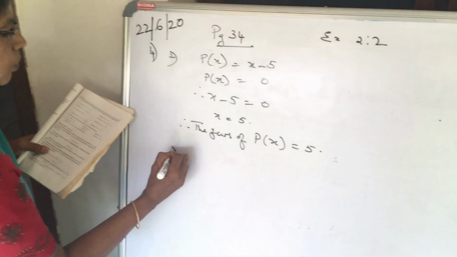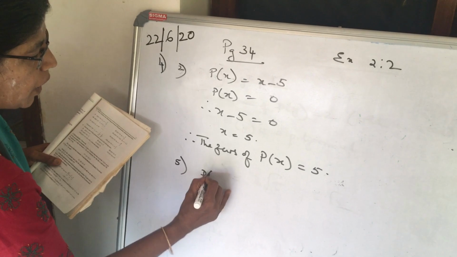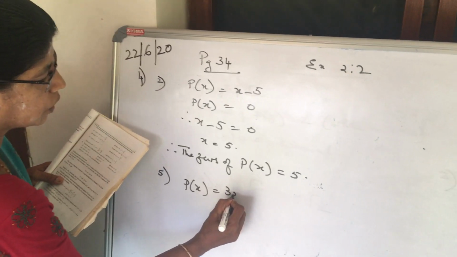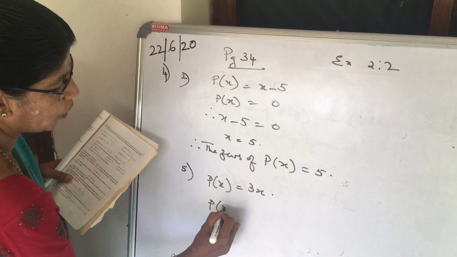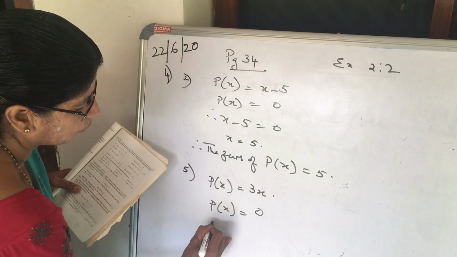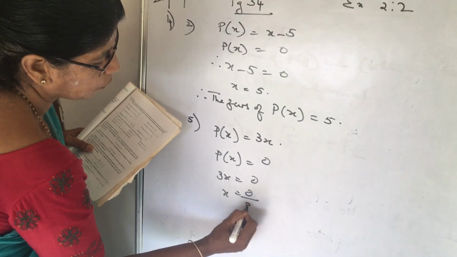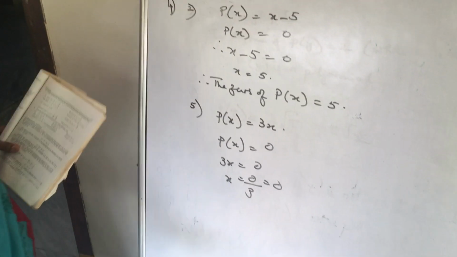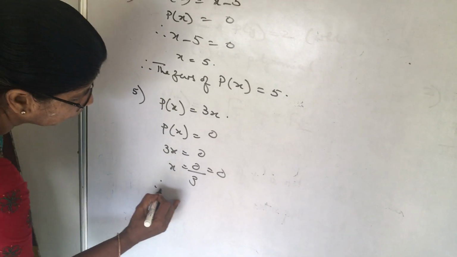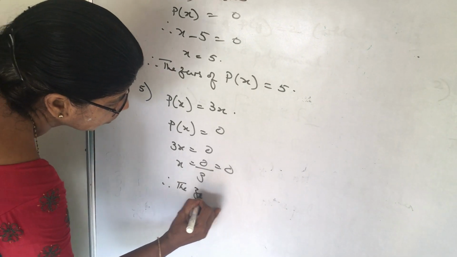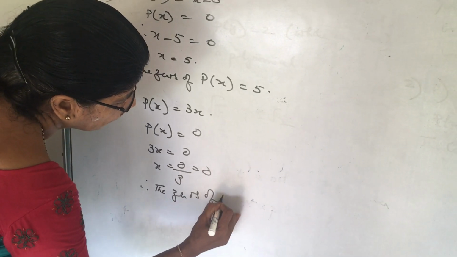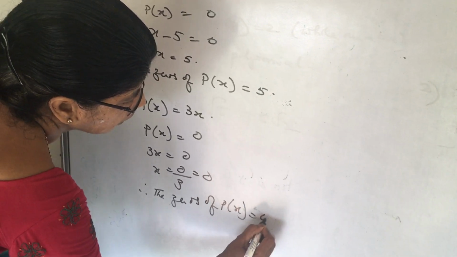Fifth bit, children. P of x is equal to 3x. P of x is equal to 0. 3x is equal to 0. x is equal to 0 by 3, that is equal to 0. The zero of P of x is equal to 0.